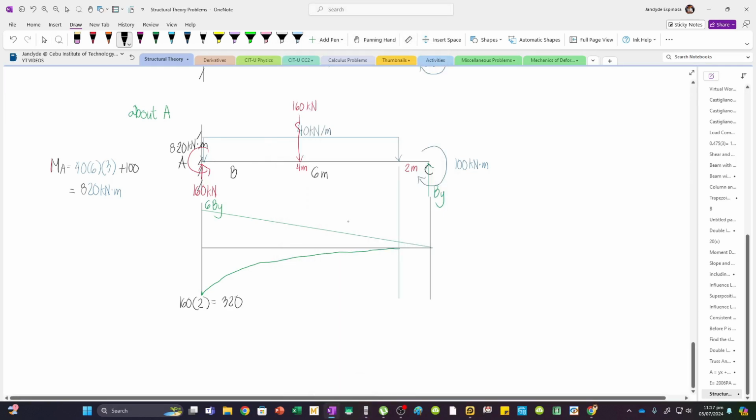And then automatically, the sign of this value is negative, because this is below the zero line. So let's just write minus. Now, we are already done with BY and also this load, 160 kN.